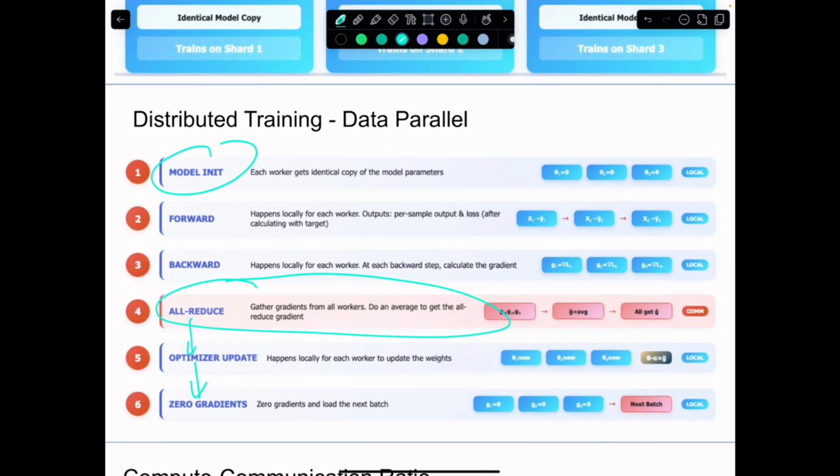There are 6 steps: model initialization, forward, backward, all reduce, optimizer update, and zero gradients. As you can see here, all the steps happen locally for the worker, except the all reduce part, where the worker needs to communicate with other workers that host different data and then gather gradients from those other workers. So this is the only communication step of the whole distributed training for data parallel.